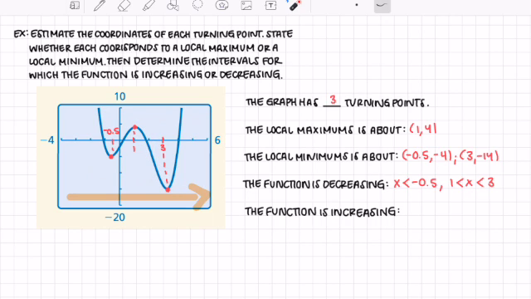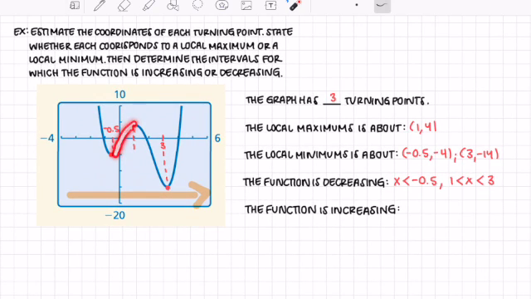The function is increasing here and here. So let's start with this increasing part right here. We have it between negative 0.5 all the way to about 1. And the last one that's increasing is all the points that are bigger than 3. So I'll put down all points bigger than 3. And that's how I would analyze my graph. Okay.